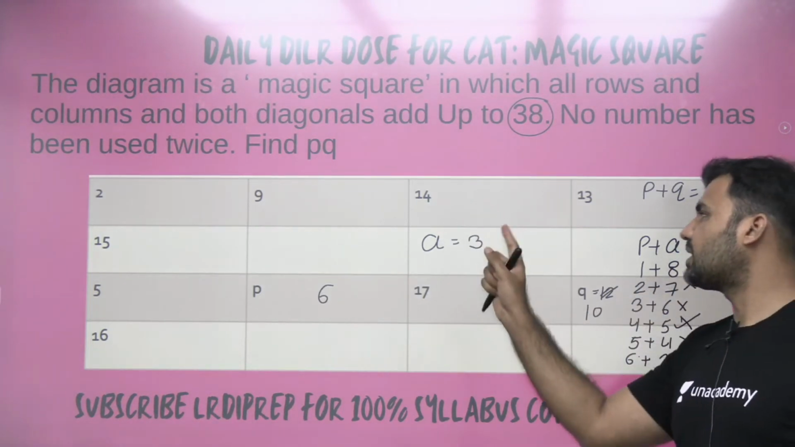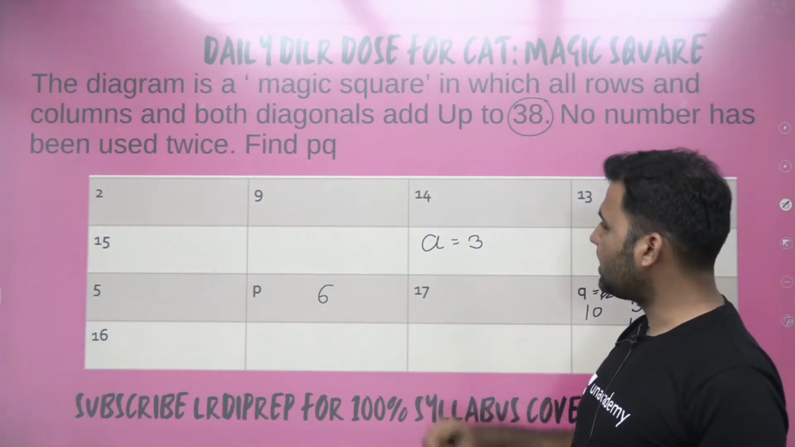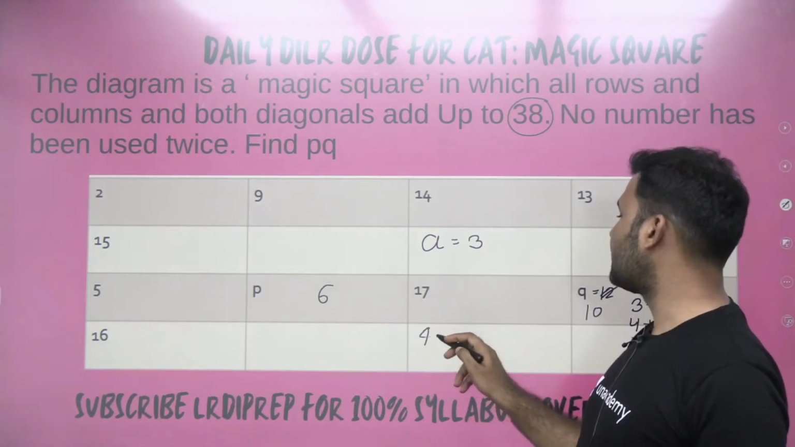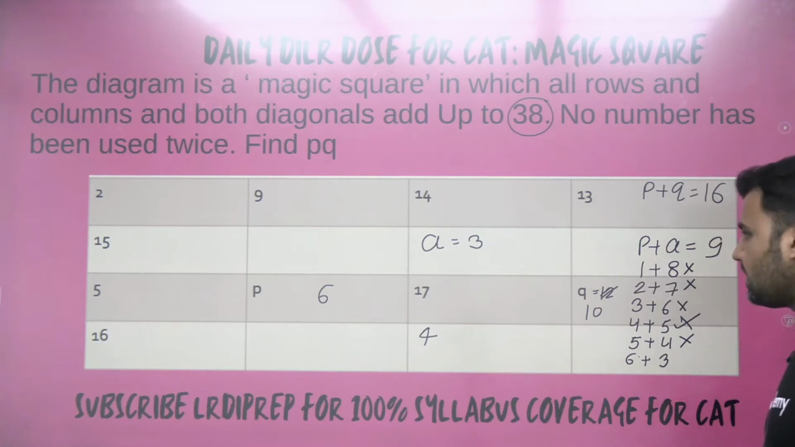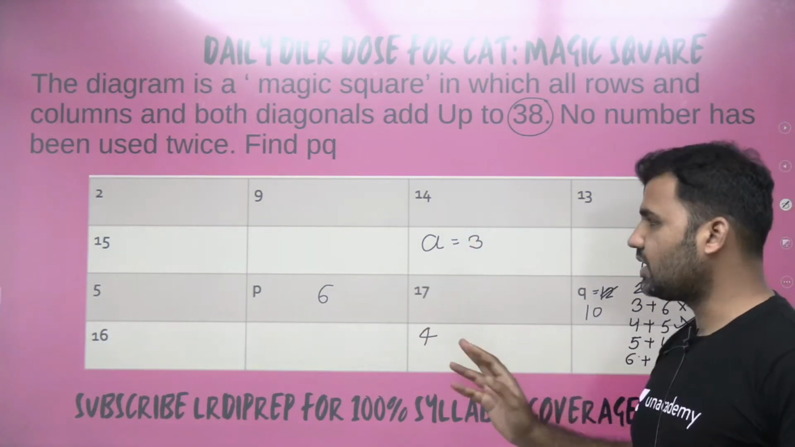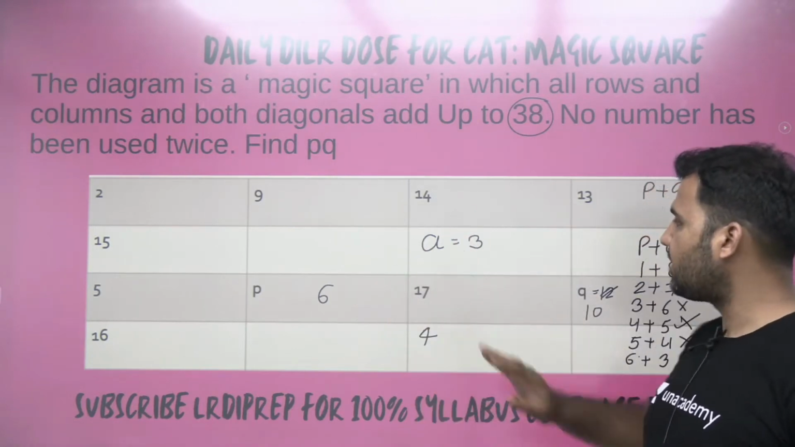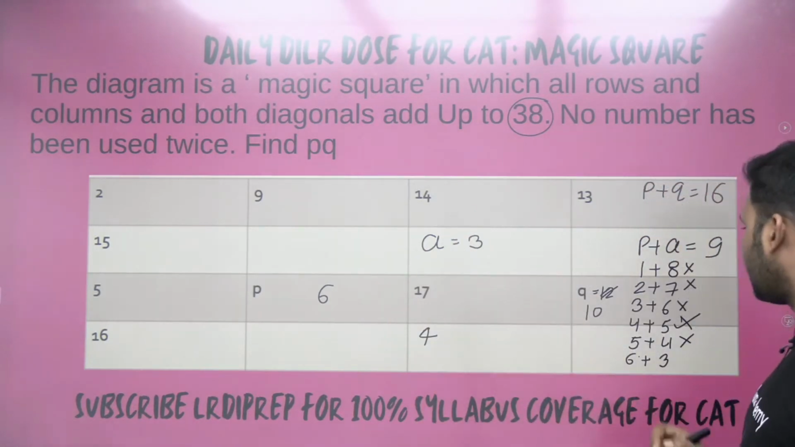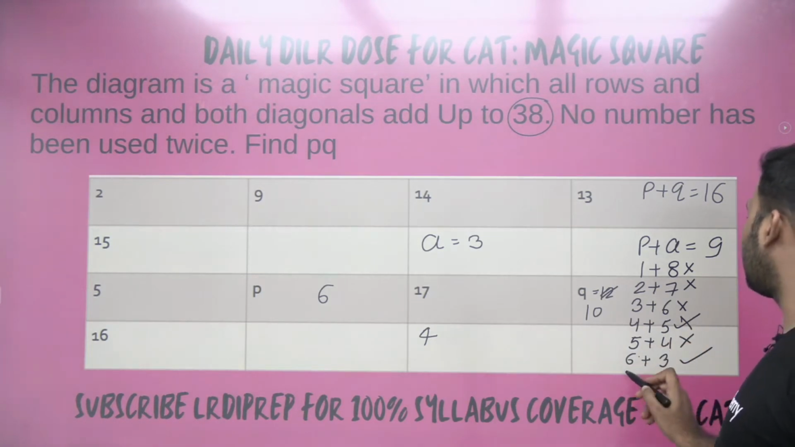And 14 plus 3, 17, 17 plus 17 is 34 plus 4. So this value will be 4. You see that now all these digits which I am getting, 6, 3, 10, 4, these are the new digits. They have not been used anywhere in the matrix. So this is a possible combination here, right? This might work.